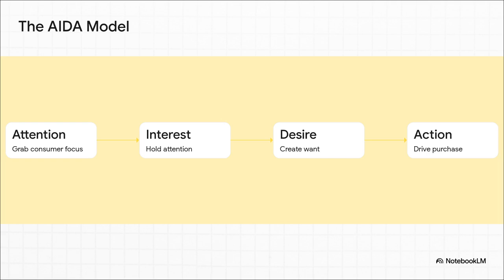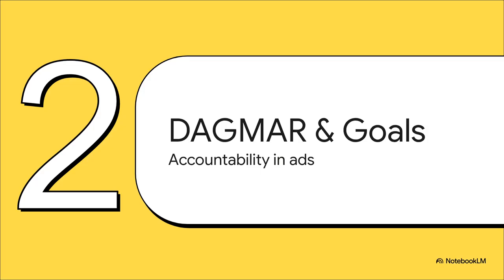Now, notice how this creates a funnel. You start with this massive pool of prospects at the top, but as they move step by step through this cognitive and emotional sequence, the numbers drop off until only the actual buyers are left at the very bottom. Moving right along to Section 2, Dagmar and measurable goals, which is all about bringing accountability to the ad spend.